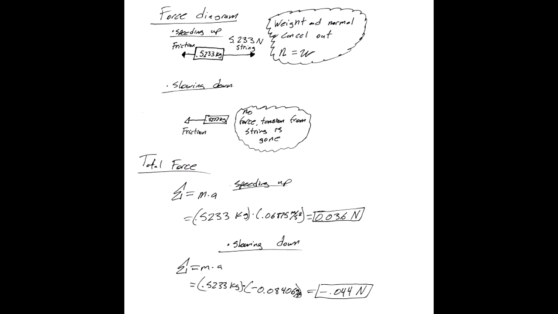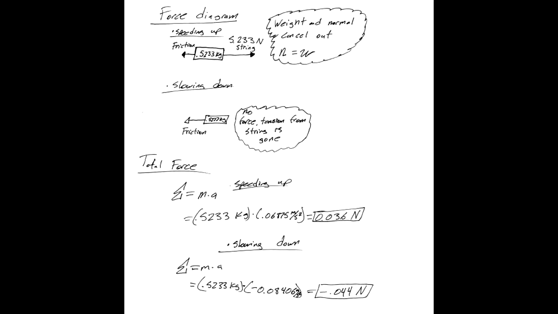And now we have a picture of a force diagram. When the car is first speeding up, it weighs 5.233 kilograms, and the tension on the car is provided by the string, and it provides 5.233 newtons of force forward. And of course, there is friction pulling it back, and there is no weight or normal force because they cancel out since they equal each other, and the car is not gaining or losing altitude.